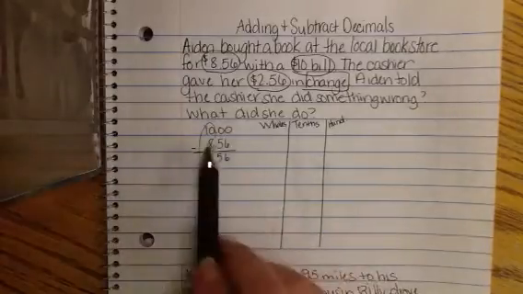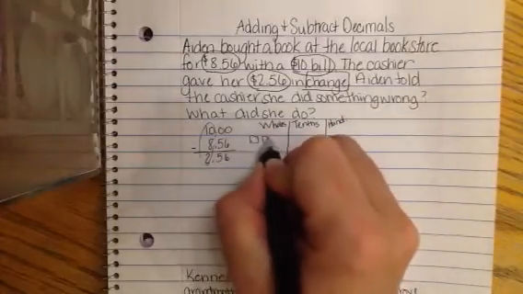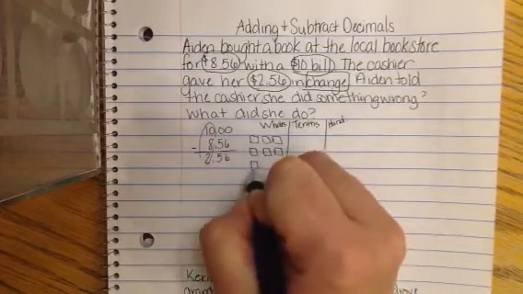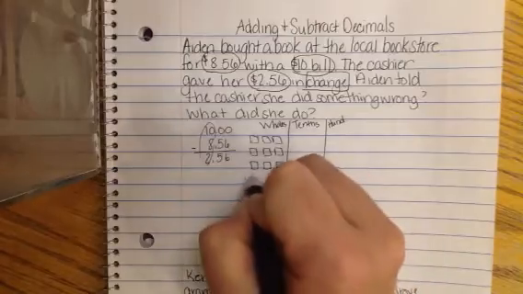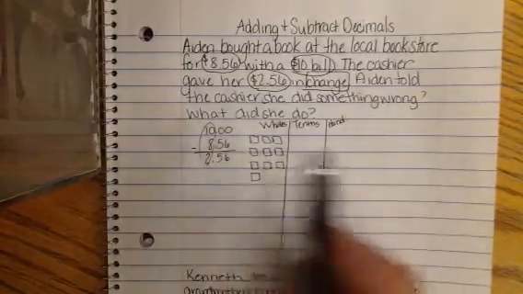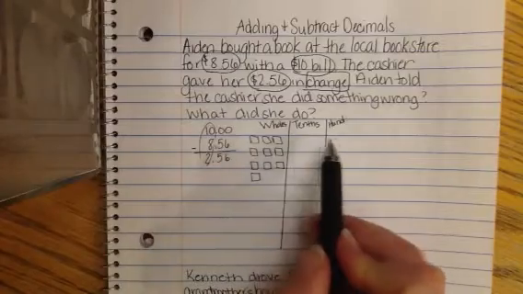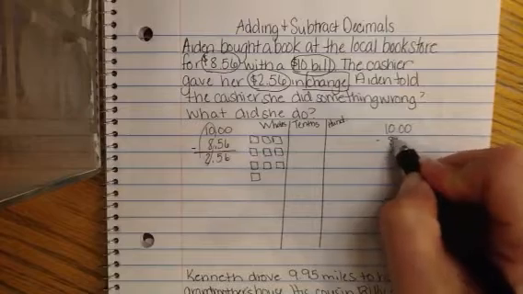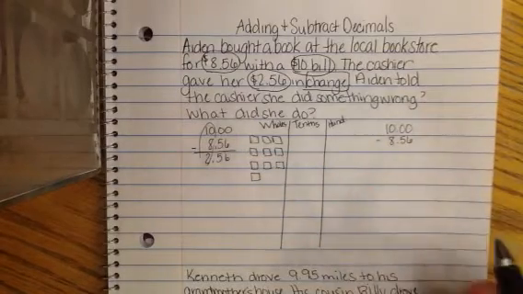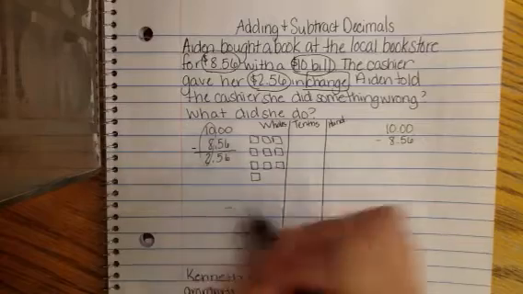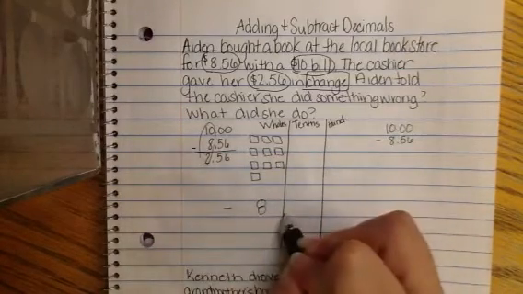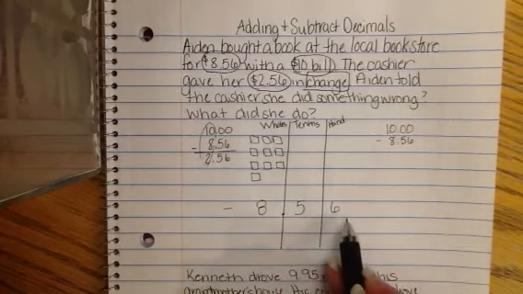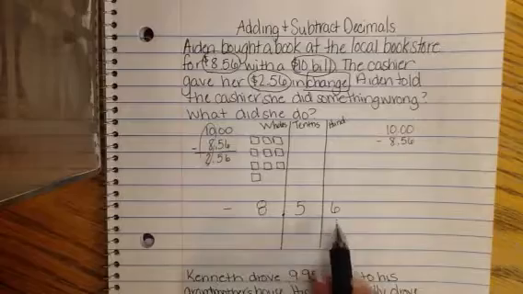Okay, so if I'm starting with $10, I need to draw 10 wholes. 1, 2, 3, 4, 5, 6, 7, 8, 9, 10. So I'm starting with 10, and I have 0 tenths and 0 hundredths. I'm going to rewrite my problem on this side, and let's look at what we should be doing when I subtract. So I have to take away 8 wholes, 5 tenths, and 6 hundredths.